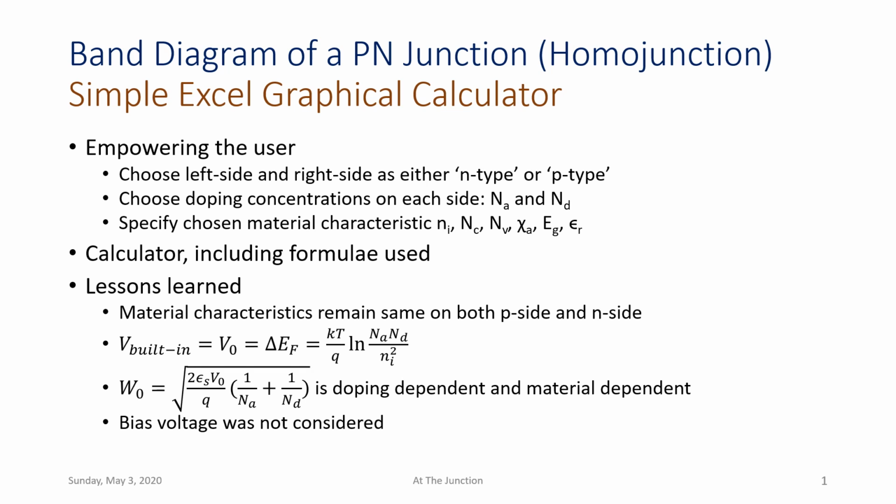And finally, the Excel sheet does not take into consideration any bias voltage, forward bias or reverse bias, being applied to the PN junction. So the Excel graphical calculator considers simply the equilibrium conditions.